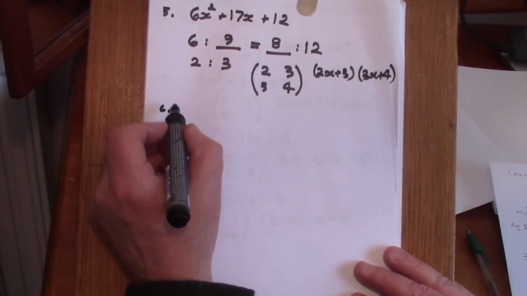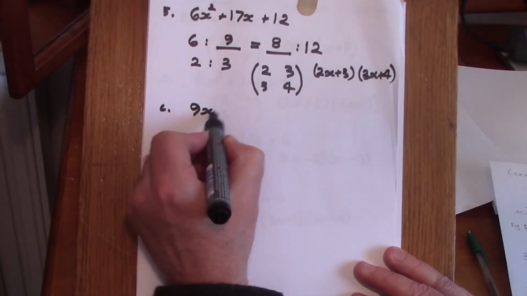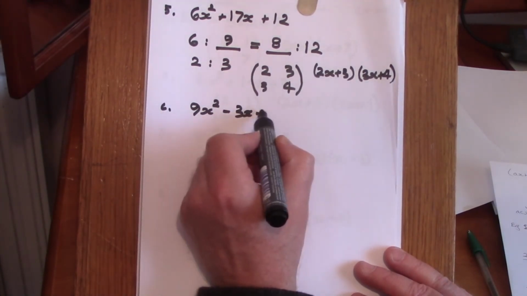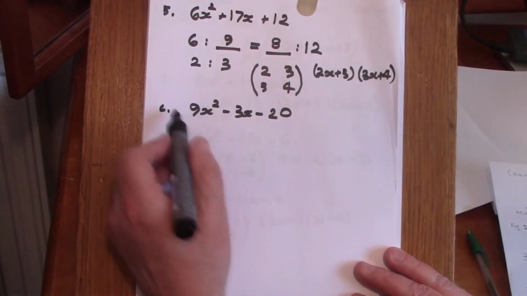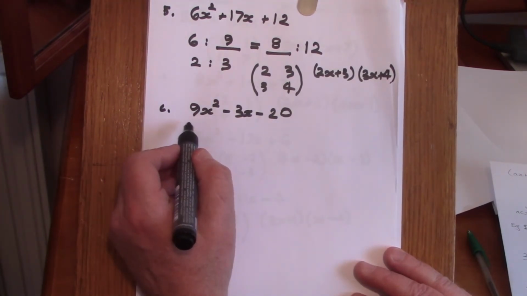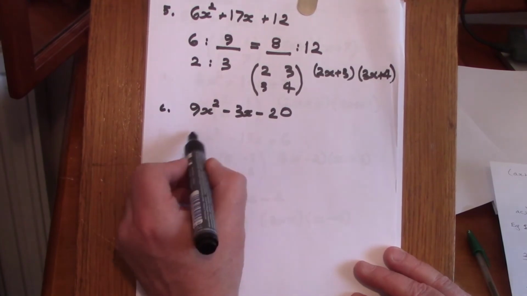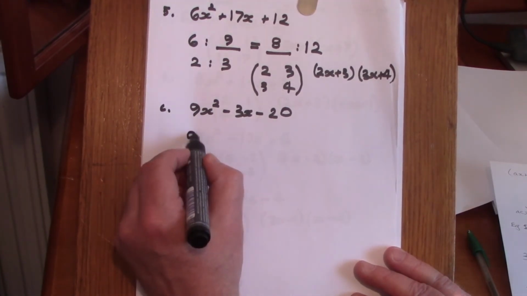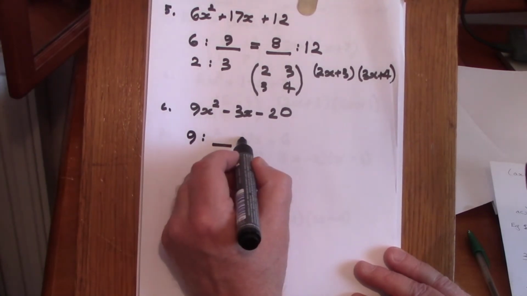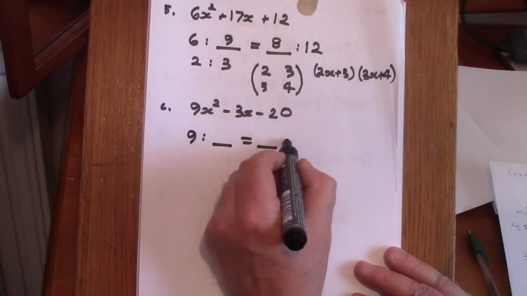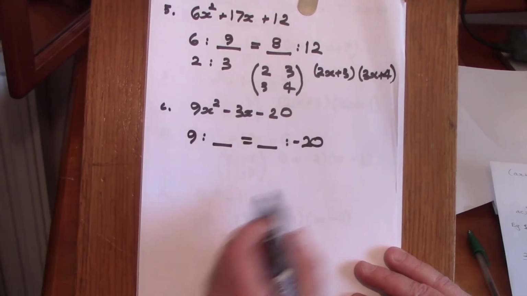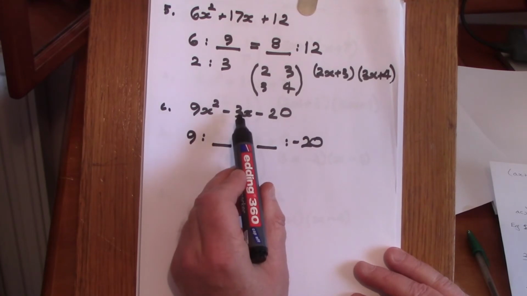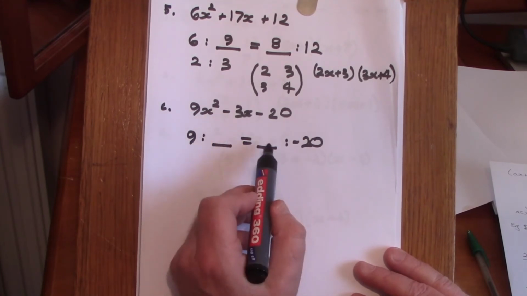Example 6. 9x squared minus 3x minus 20. So this is getting a little bit harder, and this time we need to split the middle term. It's only minus 3 here, but it's 9 is to something as something is to minus 20. And we need to find that these two somethings add up to minus 3. So one is going to be positive and one negative.